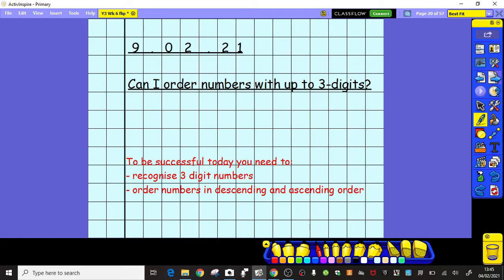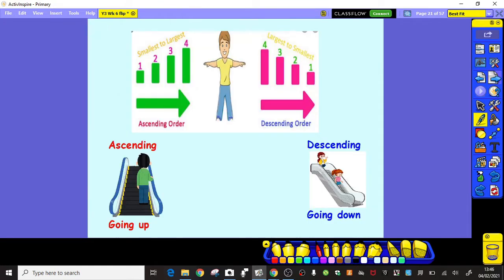So today, for our main part of the maths lesson, we're going to be ordering numbers with up to 3 digits. We were looking at 3-digit numbers yesterday and comparing them, but today we're going to think about putting them in order. So today we need to be able to recognise our 3-digit numbers, and we also need to be able to order our numbers in descending and ascending order. Now those are probably some new words for you, so let's have a look.